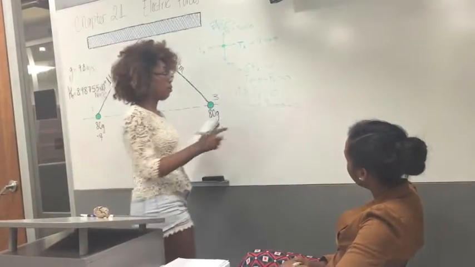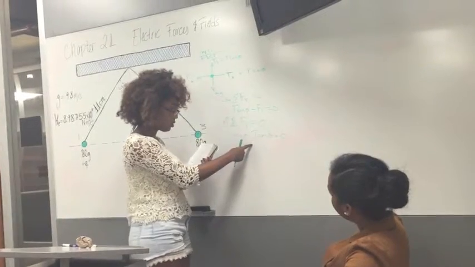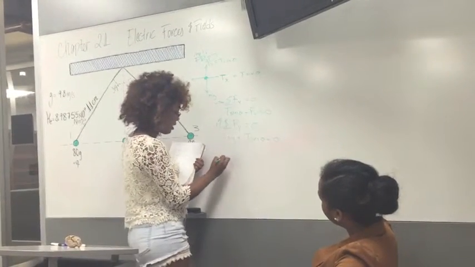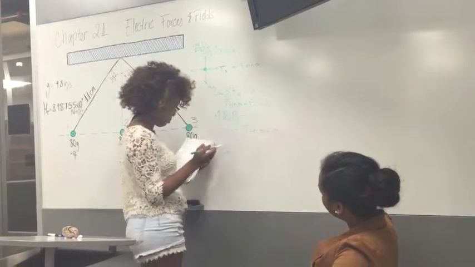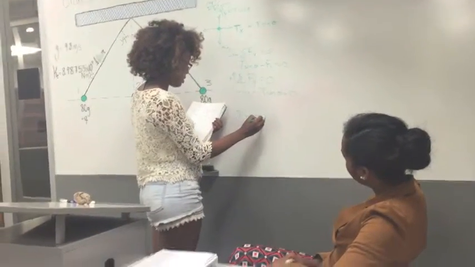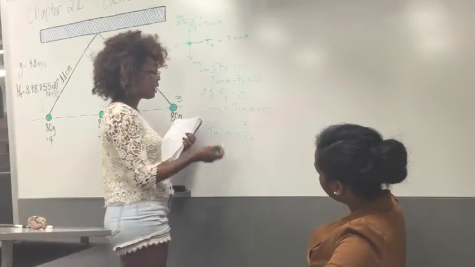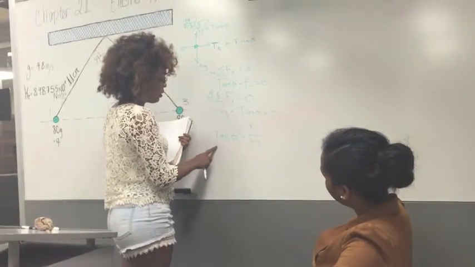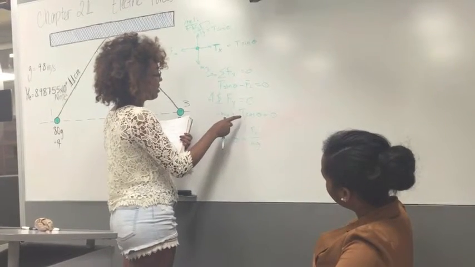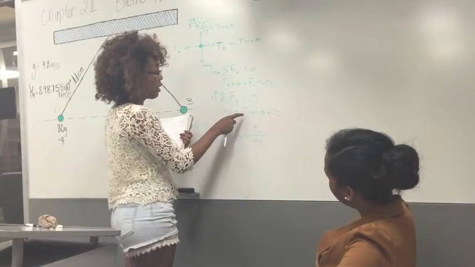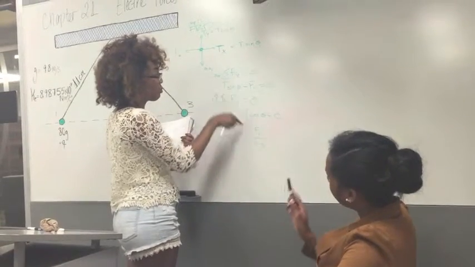Okay, so when we combine these 2 equations, we get something similar to this. Let me show you. We get tangent theta is equal to FC over mg. And the reason why we don't have T anymore is because when you divide this one over that one, you'll have 2 T's, and so the T's will cancel out.